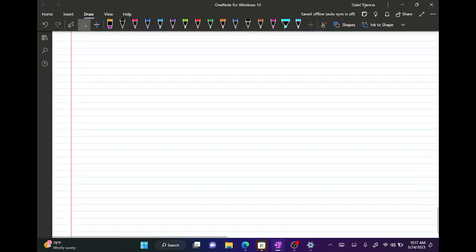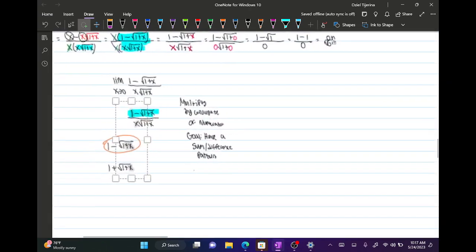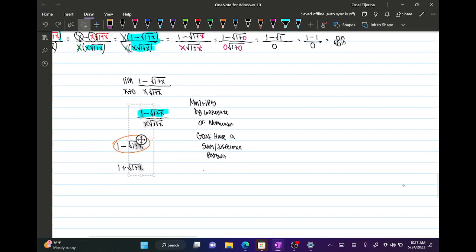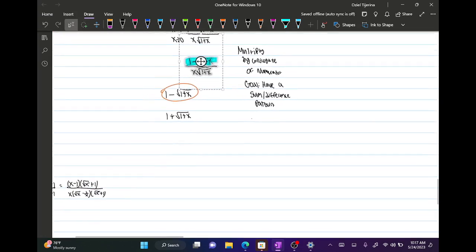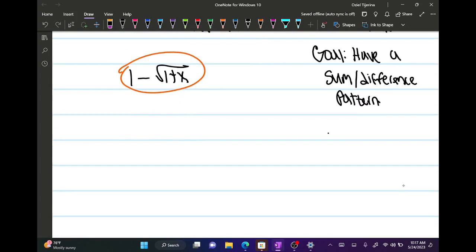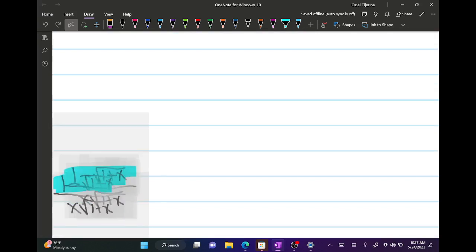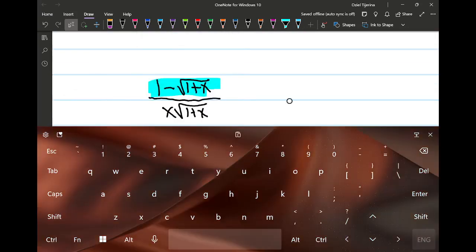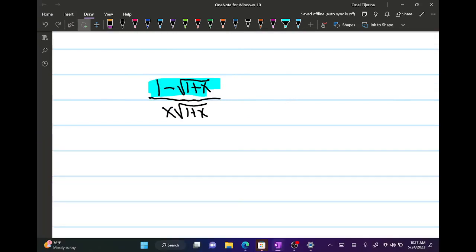Let me grab this whole thing here and move it over here. And like I said, we're going to do the conjugate. So I'm going to multiply the top and the bottom by 1 plus the square root of 1 plus x.